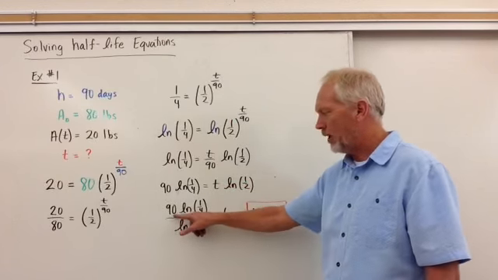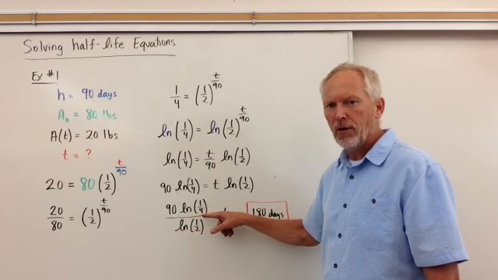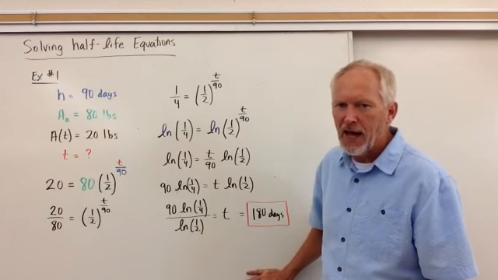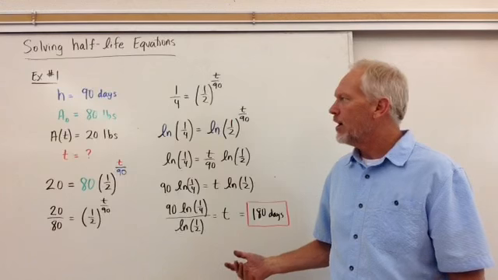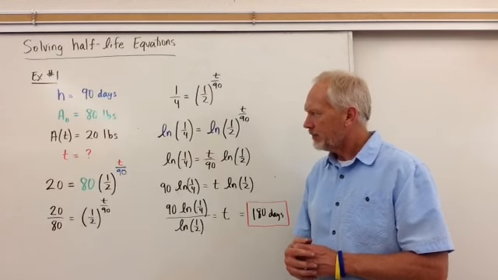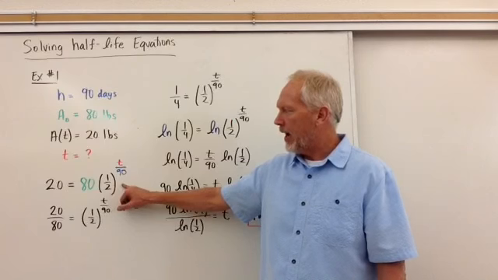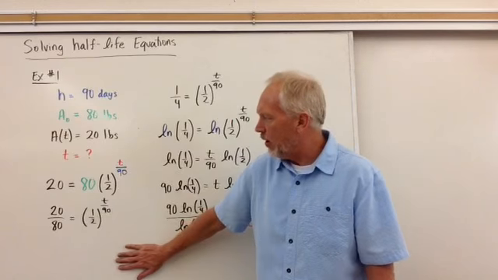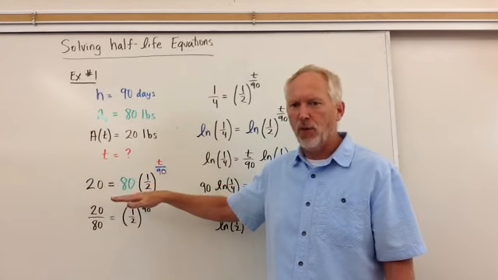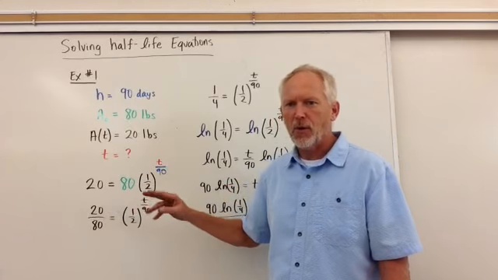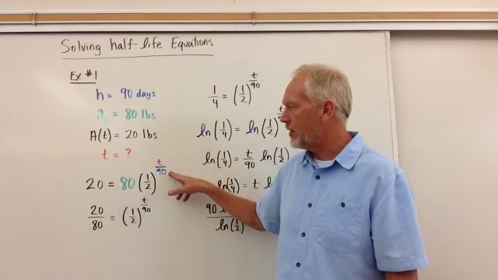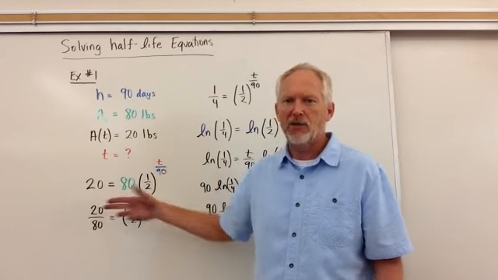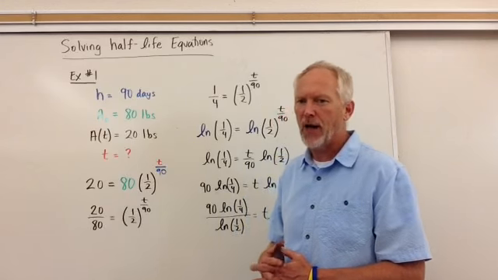Divide by ln 1/2, we get 90 ln 1/4 divided by ln 1/2, and that will equal t, and t is equal to 180 days. So let's go back and think about this for a second. Going back to our original problem, every 90 days it gets halved, so half of 80 is 40. Half of 40 is 20. So we would think that after the first half-life, the first 90 days, it would be 40. After the second 90 days, it would be 20, right? Just logically, it seems plausible.